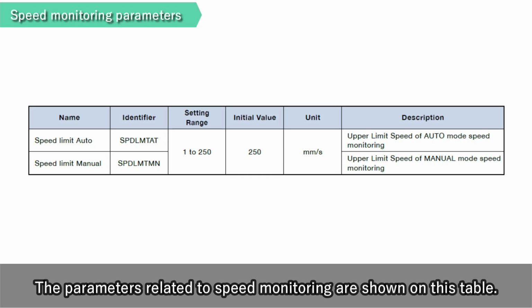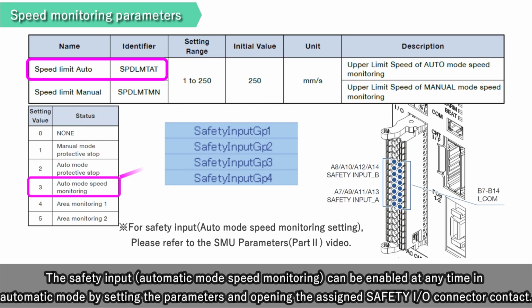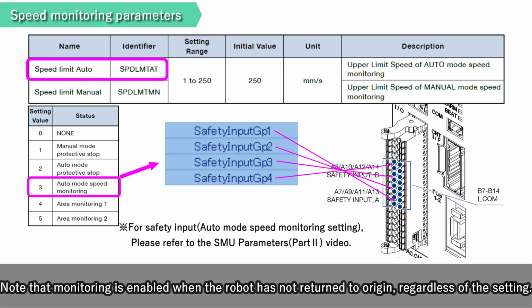The parameters related to speed monitoring are shown on this table. Speed limit auto is the speed monitoring setting in automatic mode. The safety input, automatic mode speed monitoring, can be enabled at any time in automatic mode by setting the parameters and opening the assigned safety I/O connector contact. Note that monitoring is enabled when the robot has not returned to origin, regardless of the setting.